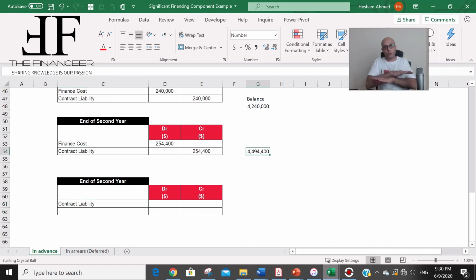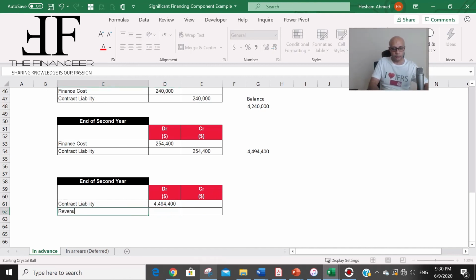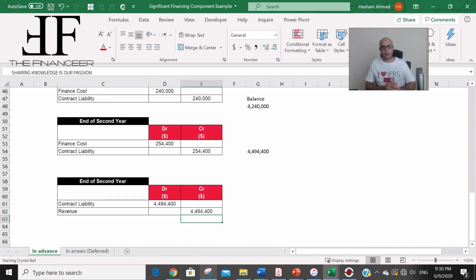So now you did your performance obligation. You delivered the machine to the customer. So you need to close this contract liability. Contract liability was a credit in the balance sheet. In order to close it, you are going to make it a debit, and you are going to debit by the full amount as of the end of the second year. And now here we need to recognize revenue, and revenue will be with the same value as the contract liability. So this is the accounting treatment if the customer is going to pay you in advance today.